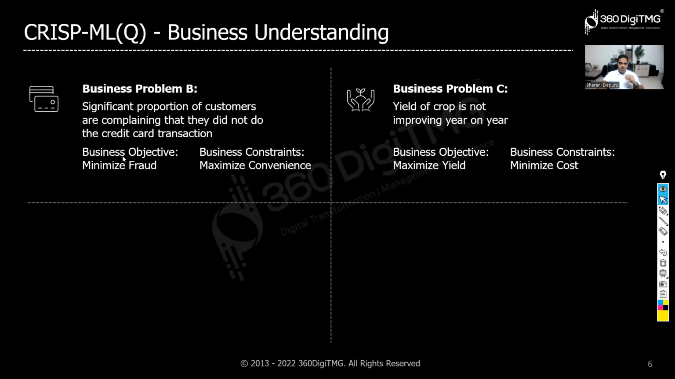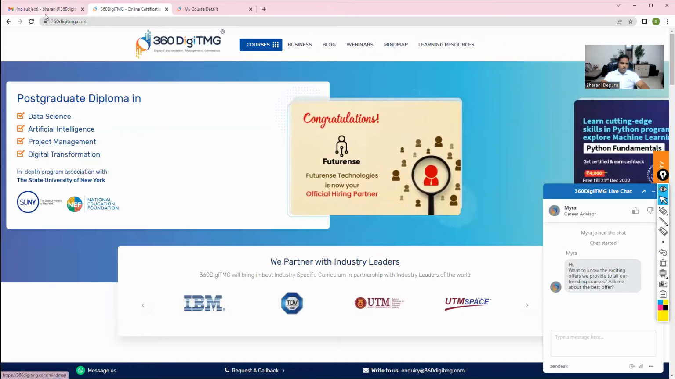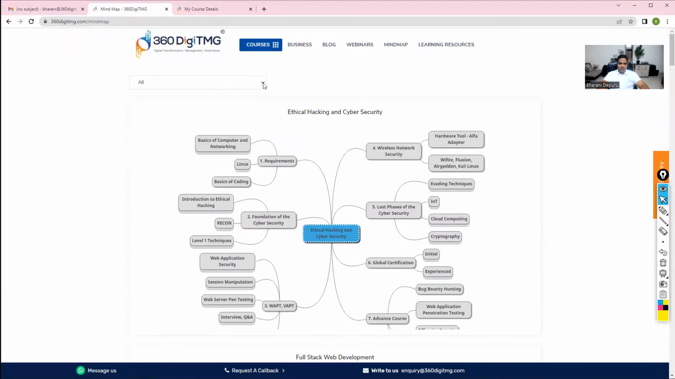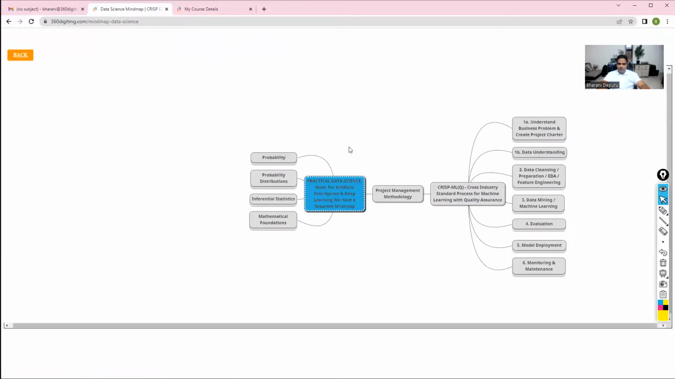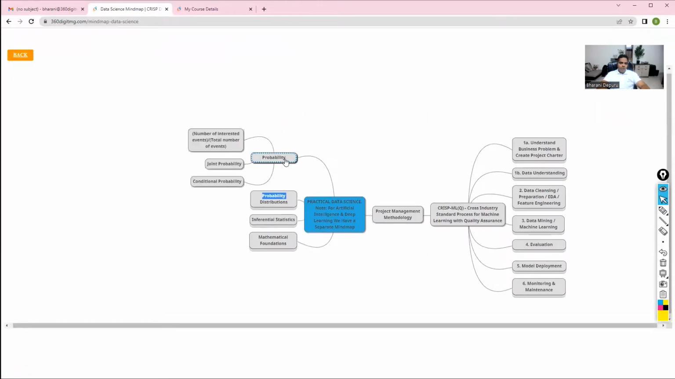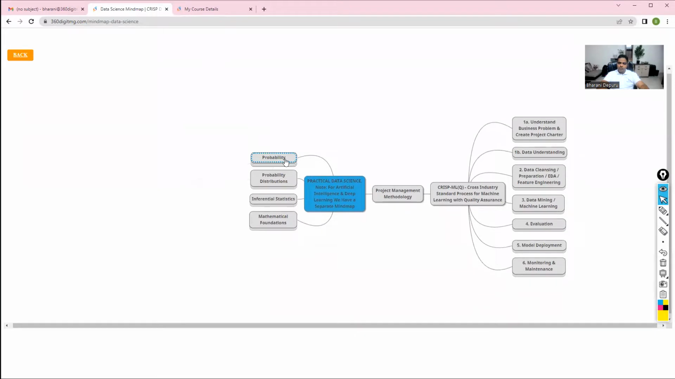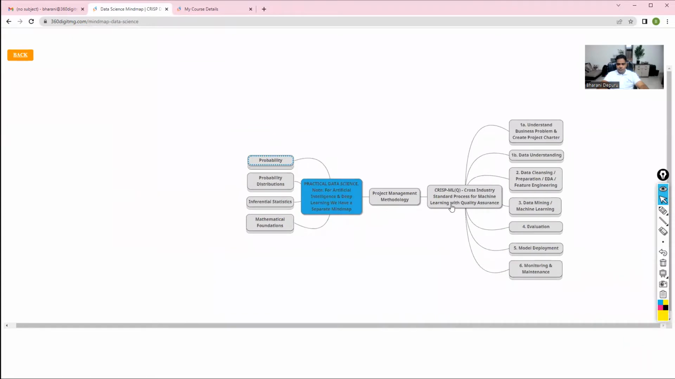Alongside that, you also need to record the objectives and constraints. And whatever we have discussed, everything would also be made available to you all in terms of a mind map. So if I were to just go to 360digitmg.com and click on mind map, you'll have a drop down. Please select certificate program in data science. Click on that. The moment you double click, the branch of the mind map expands. And when you double click, it collapses. You can also zoom in, zoom out, and then explore further.